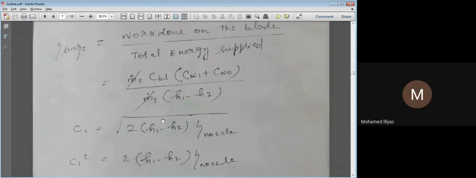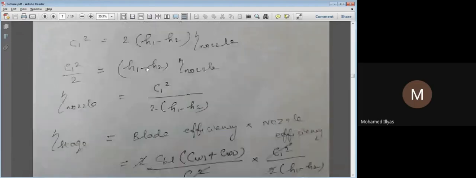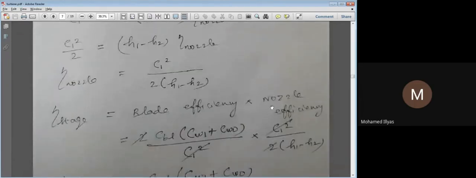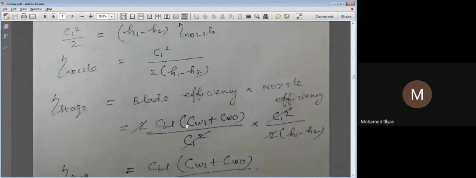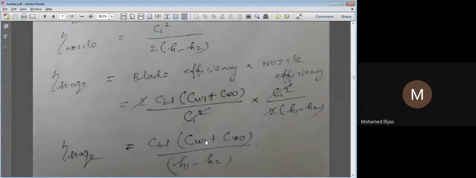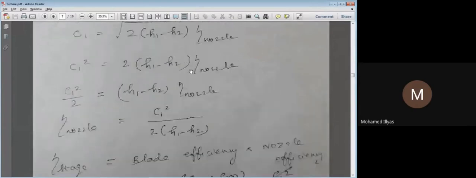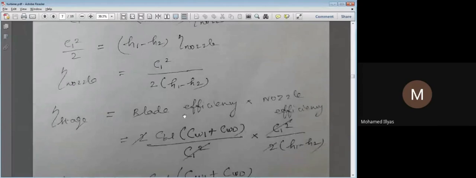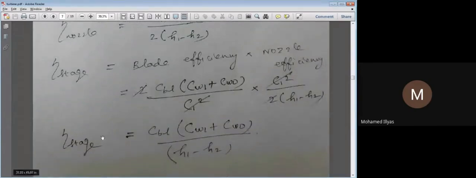So already we have a stage efficiency. I'll use another relation, multiplying my blade efficiency and nozzle efficiency. This is the blade efficiency relation we just got: 2 into CBL into (CW1 plus CWO) by C1 square. And the nozzle efficiency is C1 square by 2 into (H1 minus H2). If I cancel C1 square with C1 square, and the 2 with the 2, I get CBL into (CW1 plus CWO) by (H1 minus H2). It is the same relation we got here. That means if I know the blade efficiency and nozzle efficiency, I can just multiply these two to get my stage efficiency.